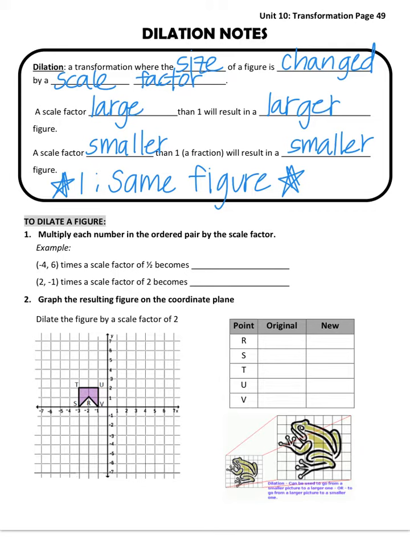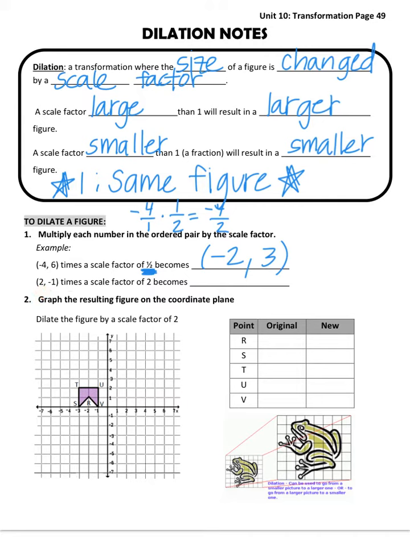It's like -4, 6. We have a scale factor of 1/2. So we know that 1/2 is the same thing as dividing by 2, but if you don't know that, you could do the multiplication, -4 over 1 times 1 over 2. You get -4 divided by 2, which is -2. And then 6 divided by 2 would be 3. So all I did was take this -4, divide that by 2 to get -2, 6 divided by 2 to get 3.